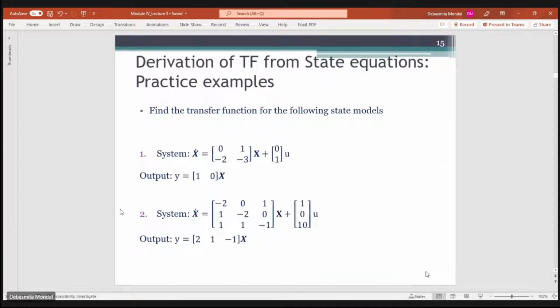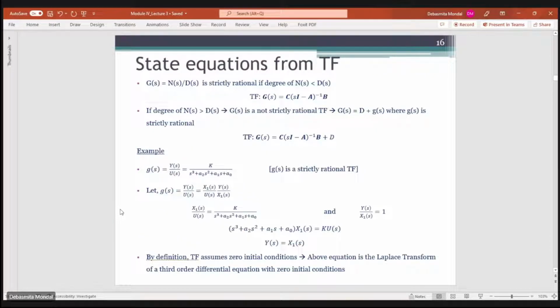Okay, so I have given you some similar examples for you to solve and practice, and see what the transfer functions will be corresponding to the systems whose state models are given by these. So we saw how to find the transfer function given the state equations.